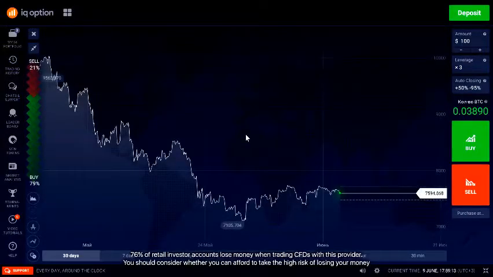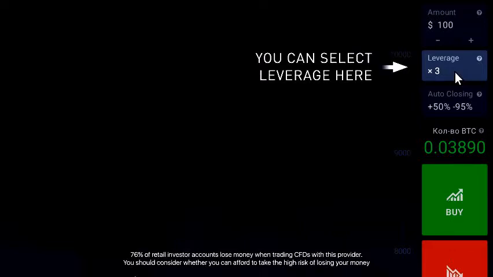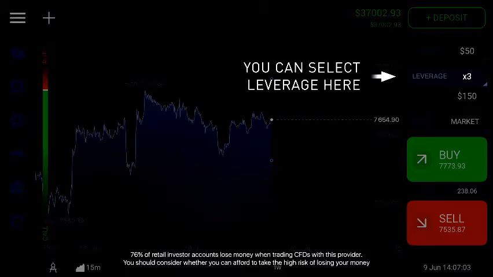On our platform, leverage is located in the right menu just below the amount settings. Note that leverage may differ depending on a broker, the type of an asset, and the time of a trading operation.